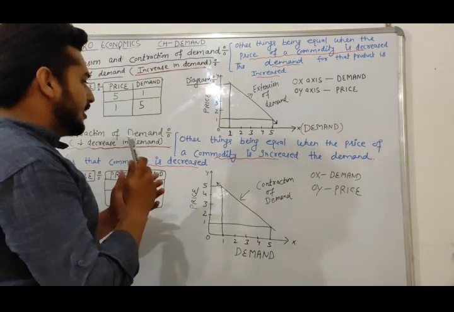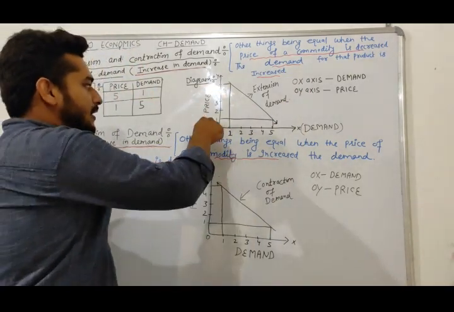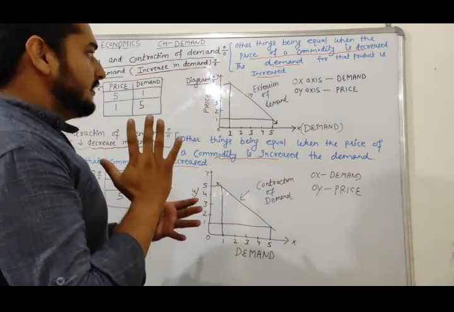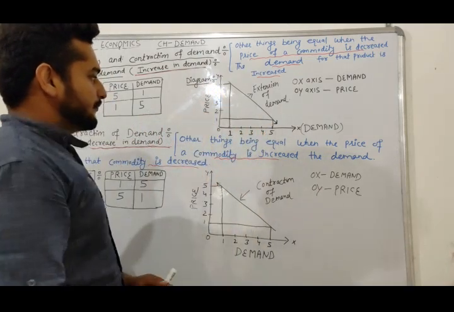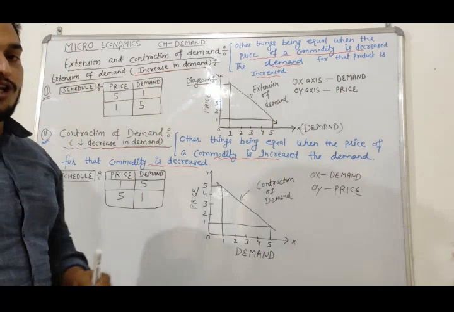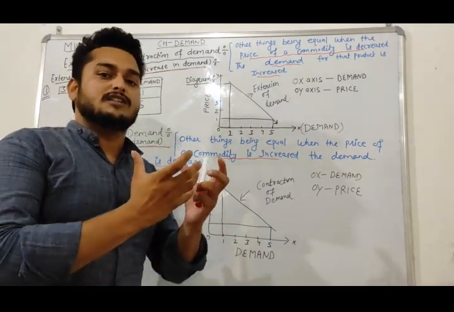When the price of a commodity is 5 rupees, our demand is 1. And when the price is decreased from 5 rupees to 1, our demand is increased from 1 to 5. So it's an extension of demand. It means when the price of a commodity is decreased, our demand for that commodity is increased.